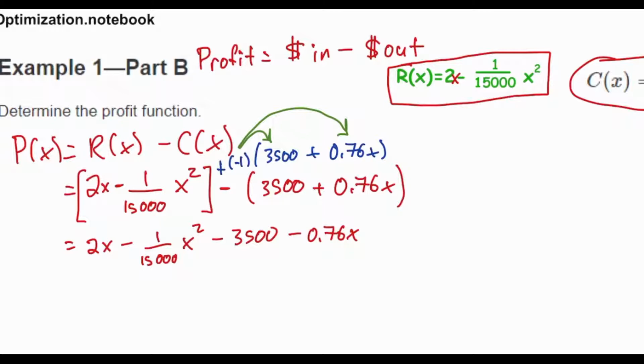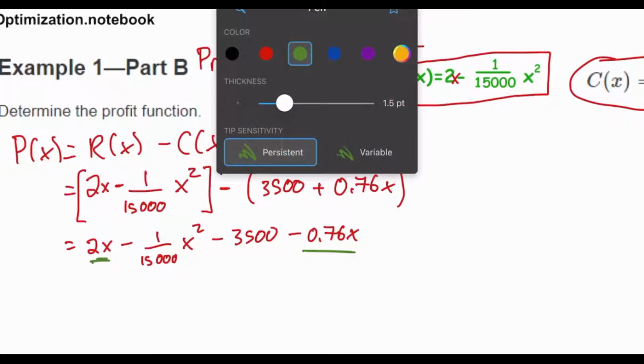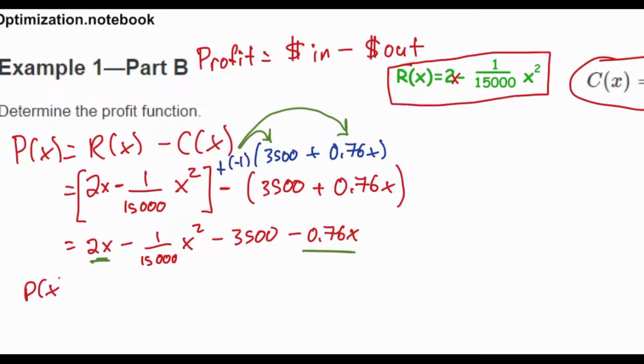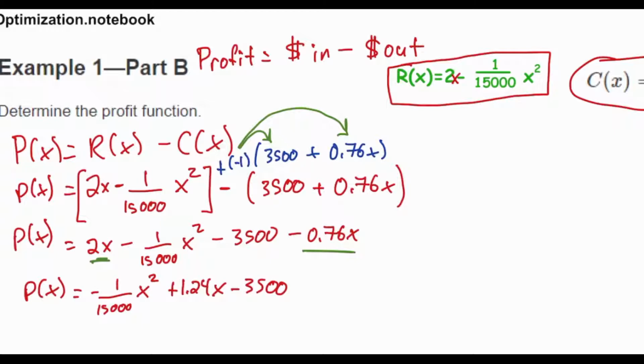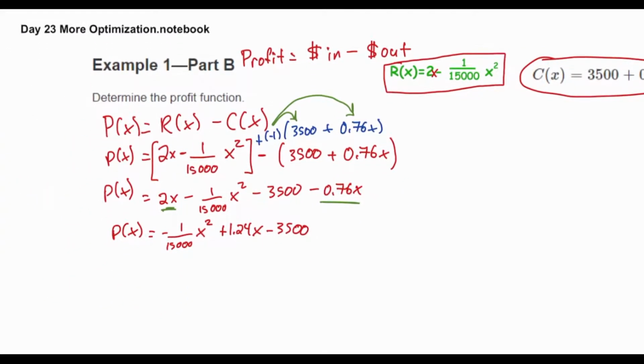All right, we got everything together. Do we have any like terms? Yes, I have 2 terms with an x variable. So let's collect them and let's find out what our profit function is going to be. So P of x is going to be equal to -1 over 15,000 x squared, so highest degree comes first, plus 1.24x minus 3,500. And all the question asked us to do here was find the profit function, so we're done.